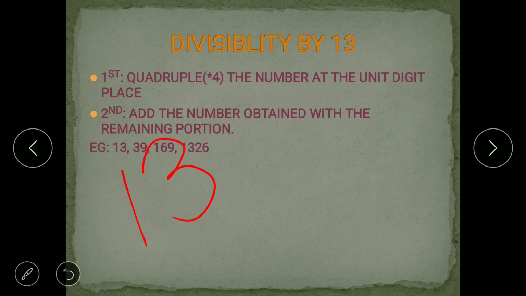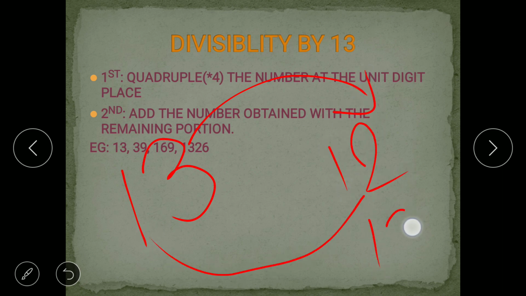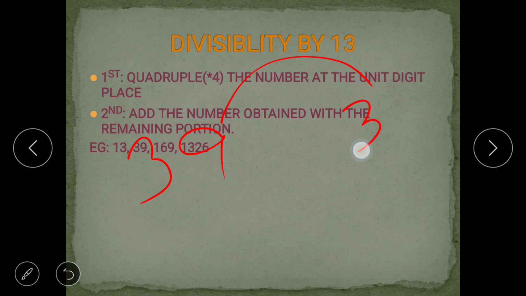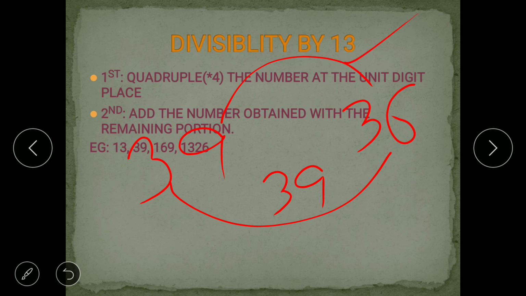13. Quadruple of 3 is 12. Add 12 and 1, it's 13. Yes, 13 is divisible, so we know that 13 is divisible by 13. This is how we can check the divisibility, right? 39, we also know that 13 into 3 is 39. Quadruple the 9, it's 36. Add 3, once again it will give you 39. Yes, 39 is divisible by 13.